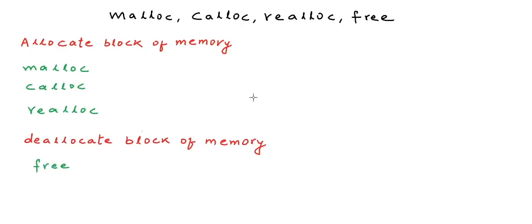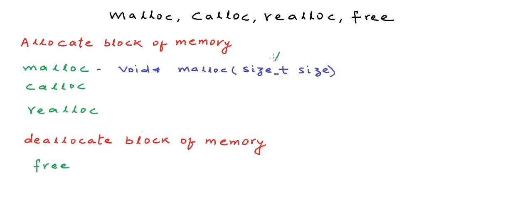Let us first talk about malloc. This is the most frequently used library function for dynamic memory allocation, and the signature or the definition of this function is something like this. This function as argument asks you for the size of the memory block in bytes.